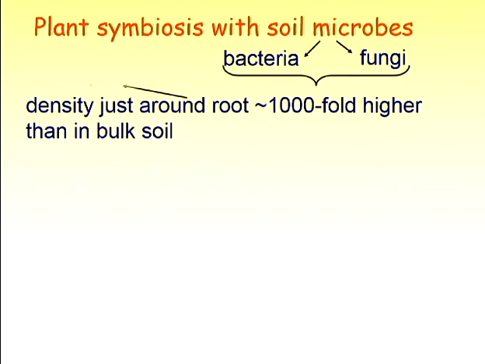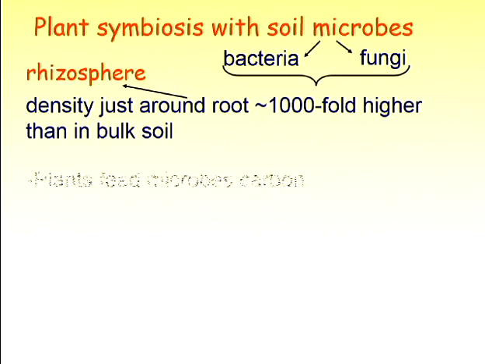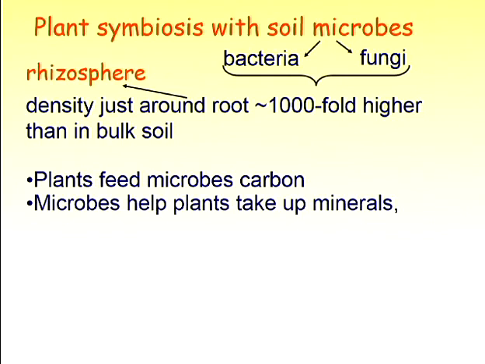So the microbes are happy to live with these plants because they're fed by them. They're heterotrophic. They need to take up organic carbon like we do in order to live. And the plant is producing that organic carbon for the microbes. That's true for both bacteria and fungi. So plants feed their microbes carbon, and in turn, microbes do something back. They help the plants take up minerals and water.